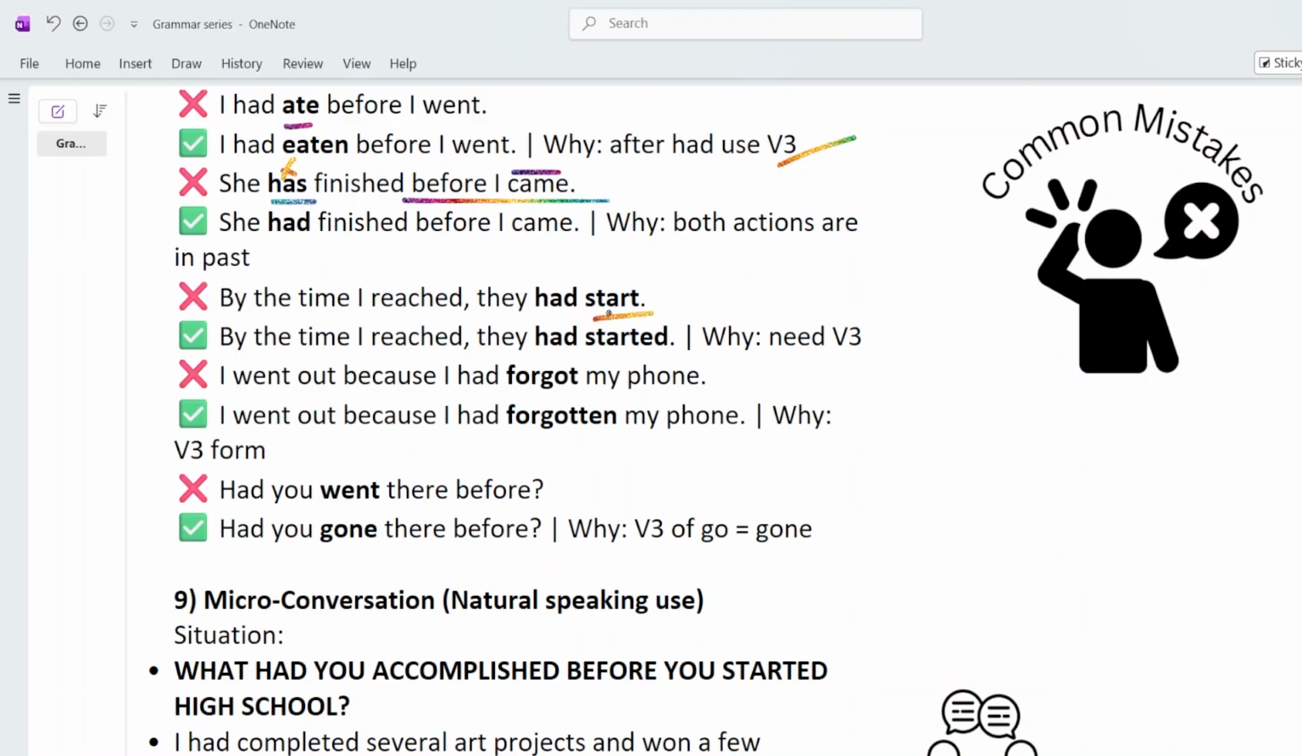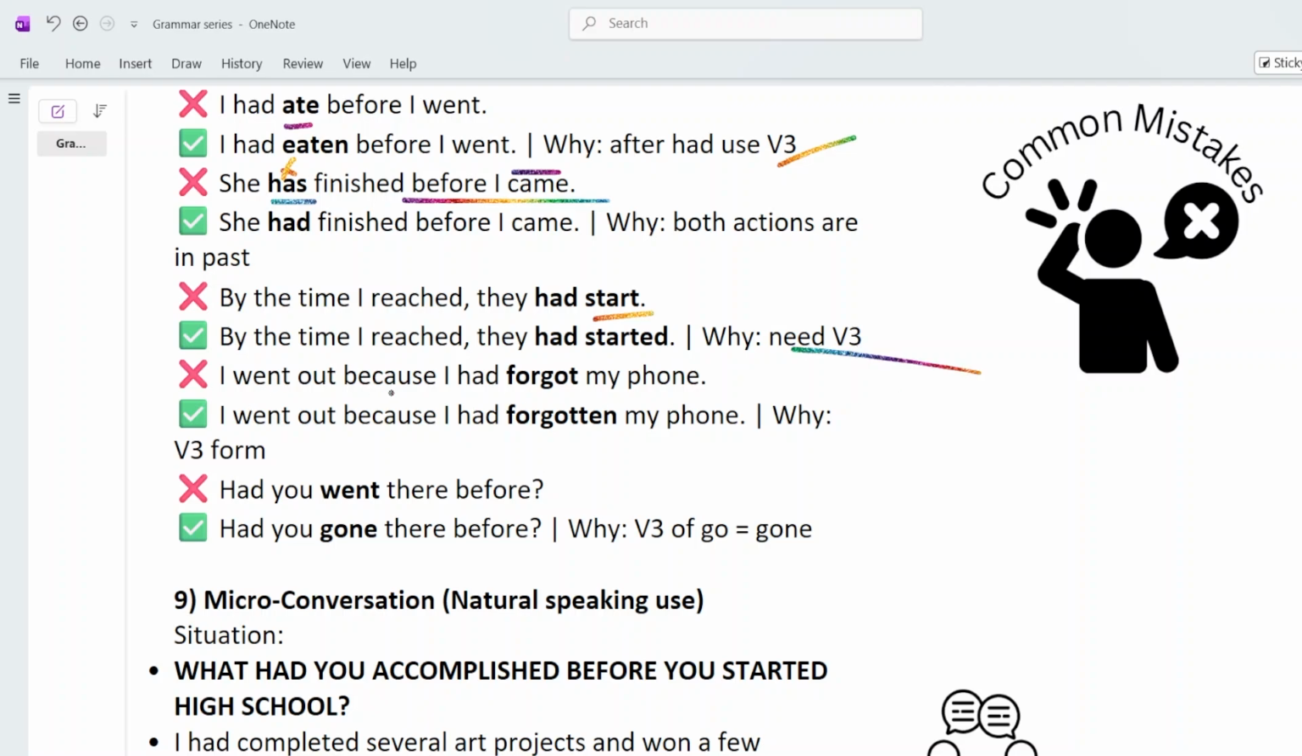Okay. By the time I reached, they had start. Start? No. Start is what? It's not a verb 3 form. That is why this is incorrect. The correct sentence will sound something like this, right? The third sentence. What is this? By the time I reached, they had started. Okay. And that is the reason.